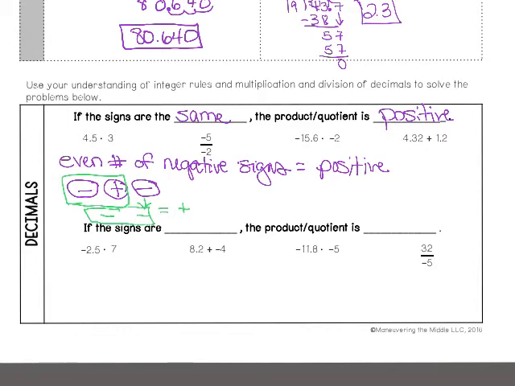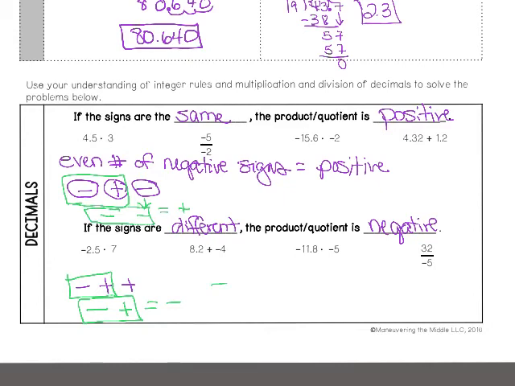Okay, and then back to if the signs are different, the product or quotient is negative. So in our other example, let's say it would be negative, positive, positive. Well, here you have a negative times a positive, which is negative, and then you have a negative times another positive, which is also negative. So therefore, because there was an odd number of negative signs, the result is negative.